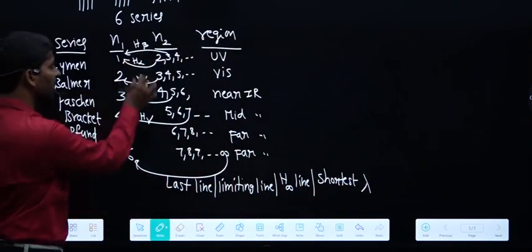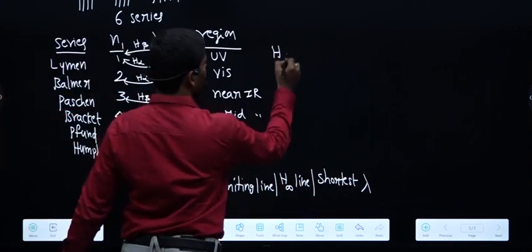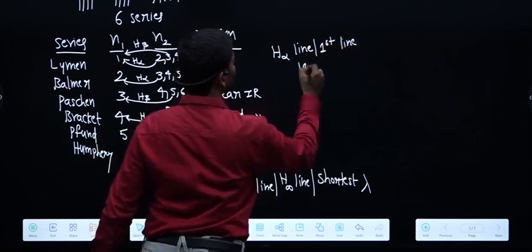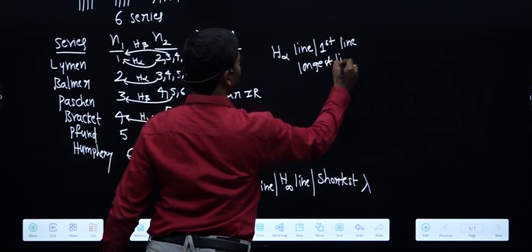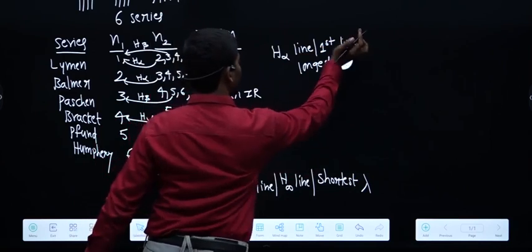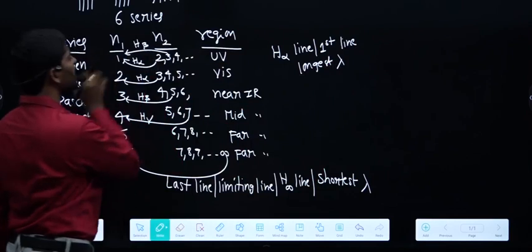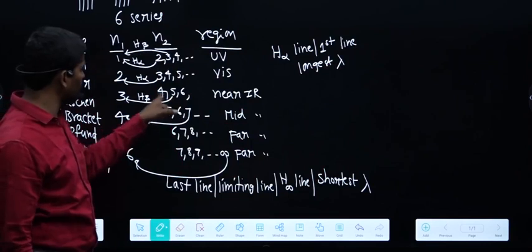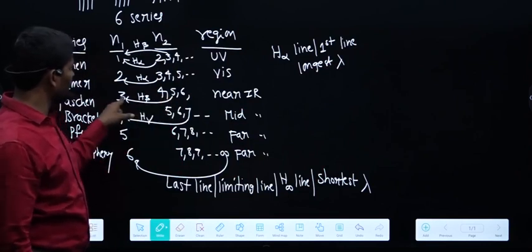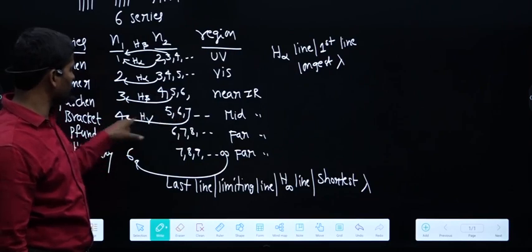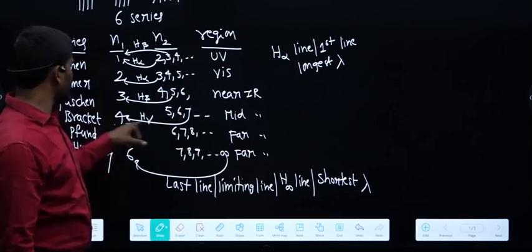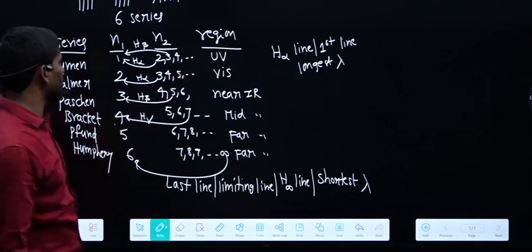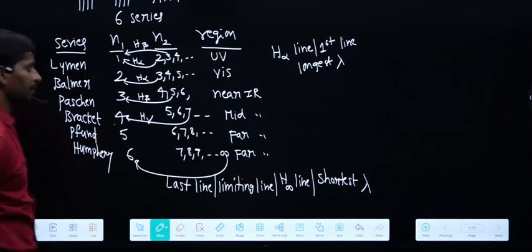In each series, the H alpha line or first line corresponds to what? The longest wavelength in each series. Why does it correspond to the longest wavelength? The energy gap is small. 2 to 1 energy gap is small, 3 to 2 gap is small, 4 to 3 gap is small compared to 5 to 3, 6 to 3. 4 to 3 gap is small, 5 to 4 gap is small compared to 6 to 4, 7 to 4. So 5 to 4 is said to be the H alpha line or first line, the longest wavelength. In that case we will get the longest wavelength.